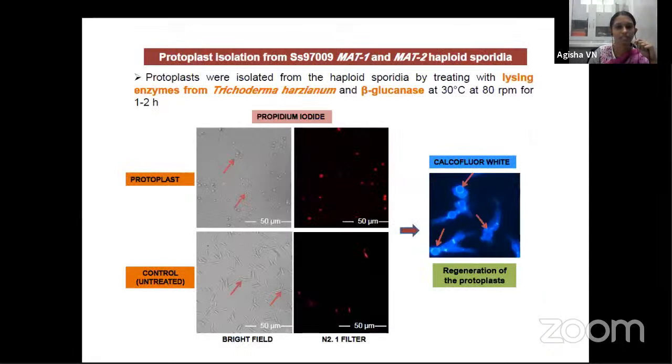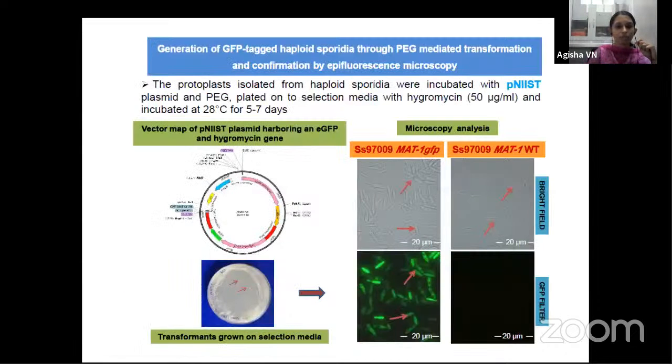After that, protoplasts were isolated from the distinct haploid sporidia by treating with the lysing enzymes from Trichoderma harzianum and beta-glucanase enzymes. This resulted in clearly visible and viable protoplasts, and the viability of the protoplasts was confirmed using propidium iodide stain. Before proceeding with the PEG-mediated transformation, we also checked the regeneration of the protoplasts. The viable protoplasts were then incubated with the pNIST plasmid, which is harboring an EGFP and hygromycin gene, and incubated at 28 degrees Celsius for 5 to 7 days.